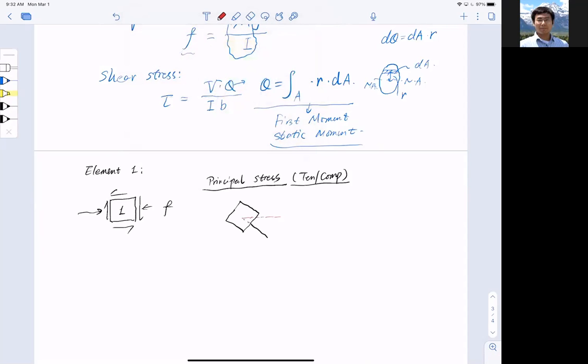We can actually calculate that, remember? But anyway, if I rotate in that direction, what I end up with is pure tension and compression. For instance, this is pure tension, for example, and this is compression.